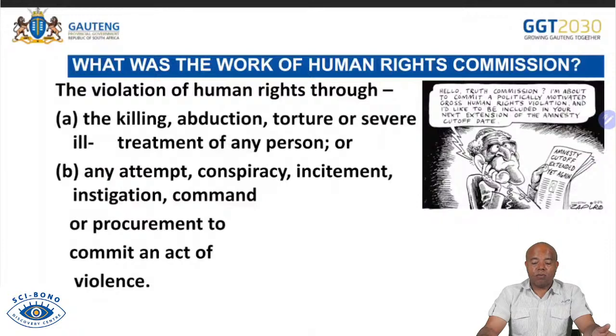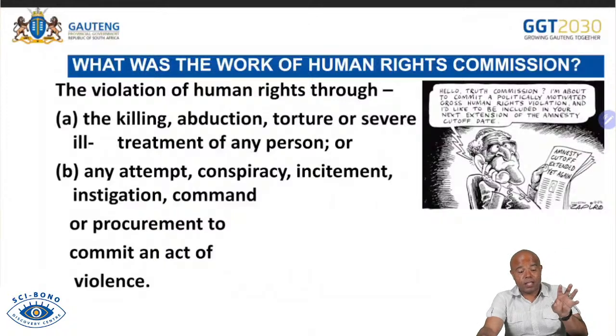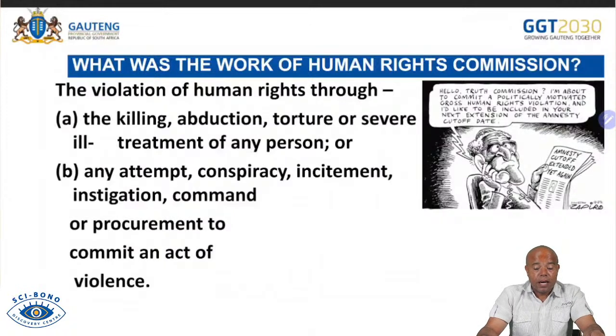Now, what was the work of the Human Rights Commission? The Human Rights Commission looked at the human rights violations, because that was the first component. They went through, first, the killing, abduction, torture or severe ill treatment of any person. Number two, an attempt, conspiracy, incitement, instigation, command, or procurement to commit an act of violence.